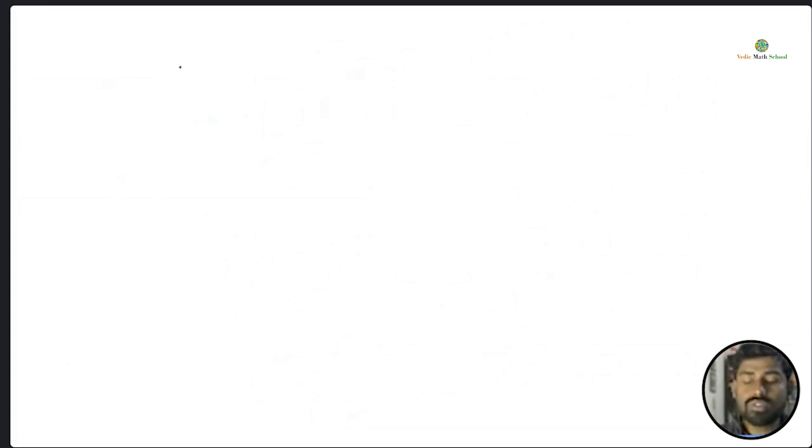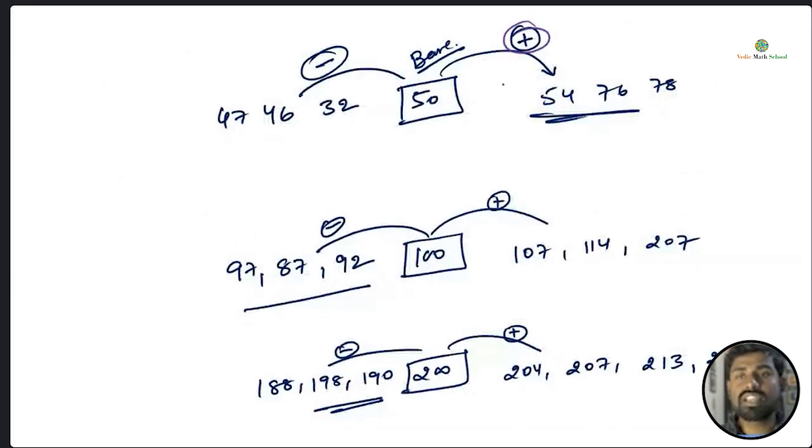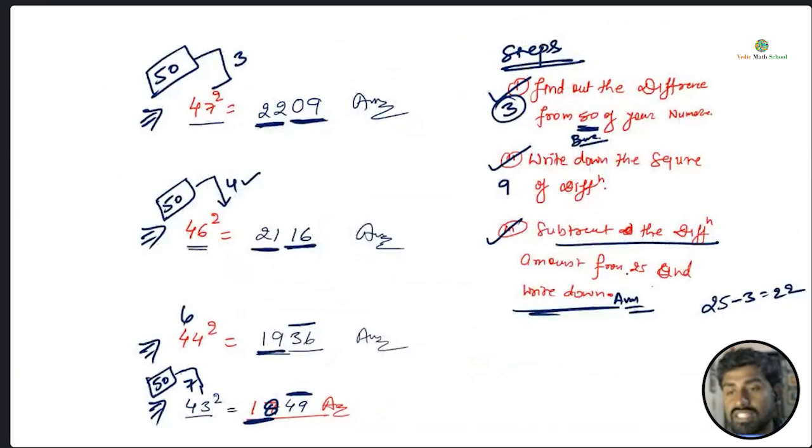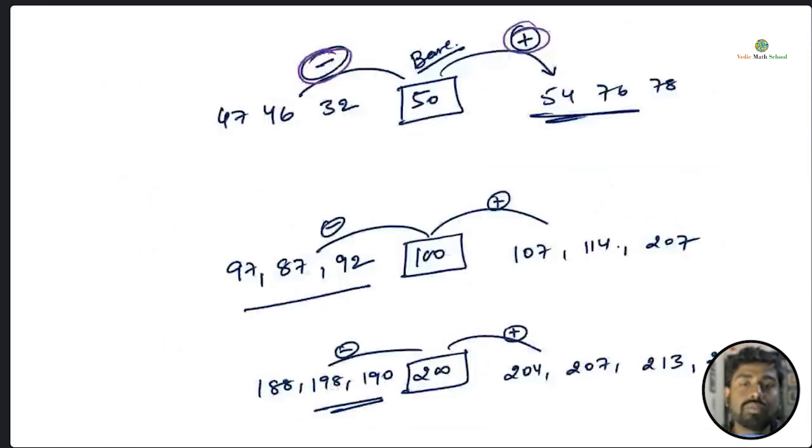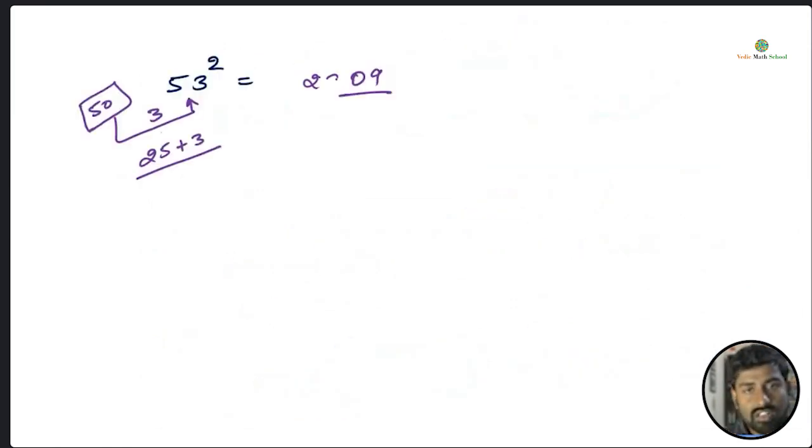So I told you, if the number is greater than the base, then you do the addition, and earlier you did the subtraction. Earlier we subtracted the difference amount from 25. Now we are going to add. So the answer is 28. Clear? Let's take one more example.